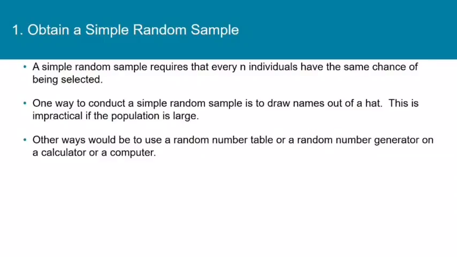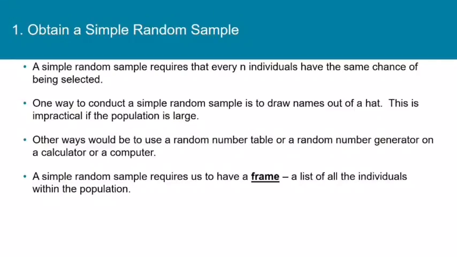Another way would be to use a random number table or a random number generator on a calculator or a computer. I'm going to show you both of these, although the random number table itself is probably a little old-fashioned nowadays. Most people have easy access to a computer or a calculator that will do a simple random sample for them. So when we get to the end of the section, I'll show you how to do it on a calculator. A simple random sample requires us to have a frame.